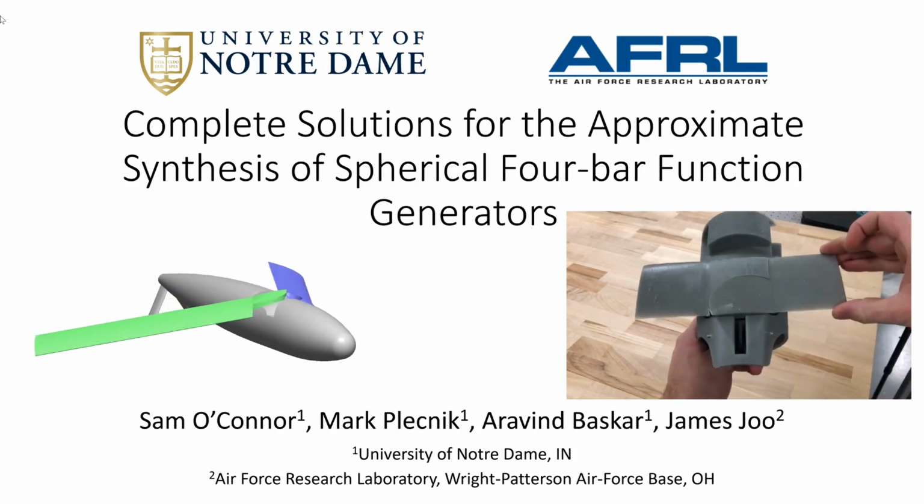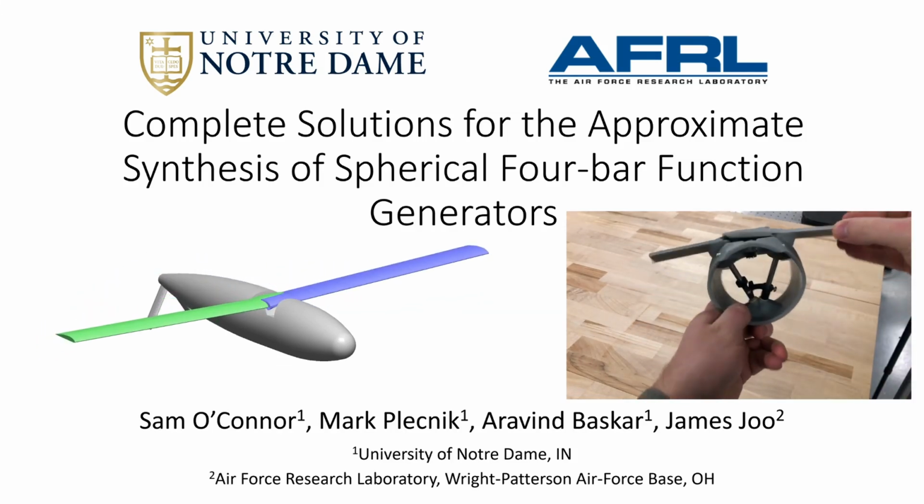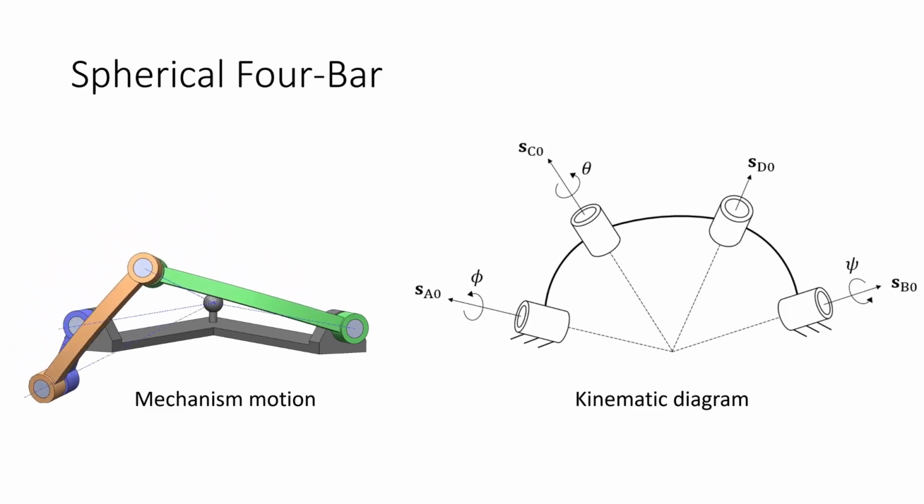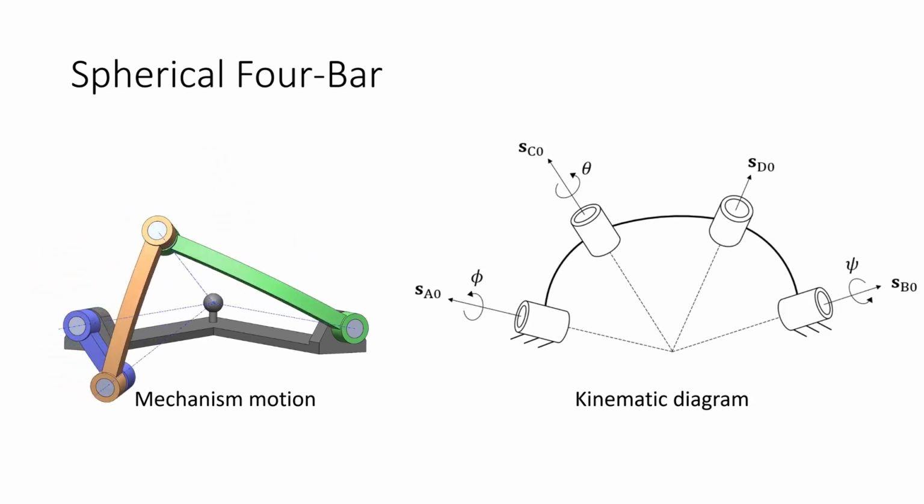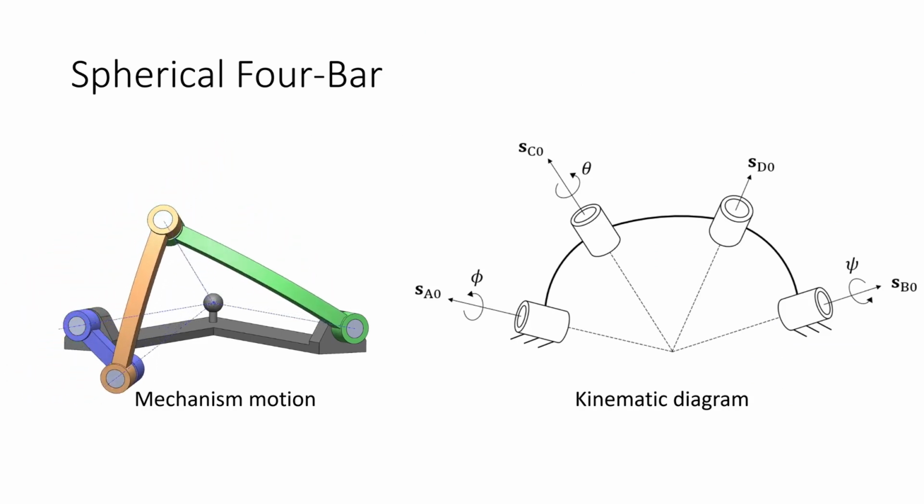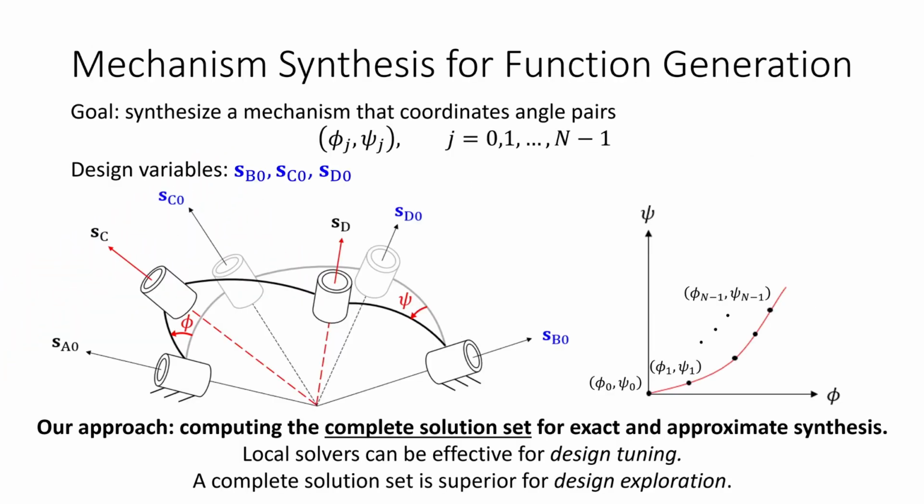Complete solutions for the approximate synthesis of spherical 4-bar function generators. The spherical 4-bar is a 1 degree of freedom mechanism with 4 links and 4 joints, whose axes intersect at a single point. Its kinematic design can be modeled by 4 vectors represented in a reference configuration. The goal of function generation is to synthesize a mechanism that coordinates the rotation of the input link phi with the rotation of the output link psi.